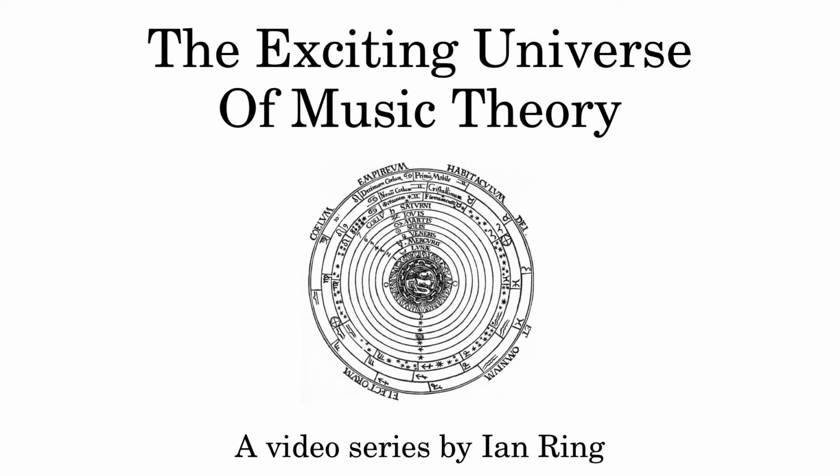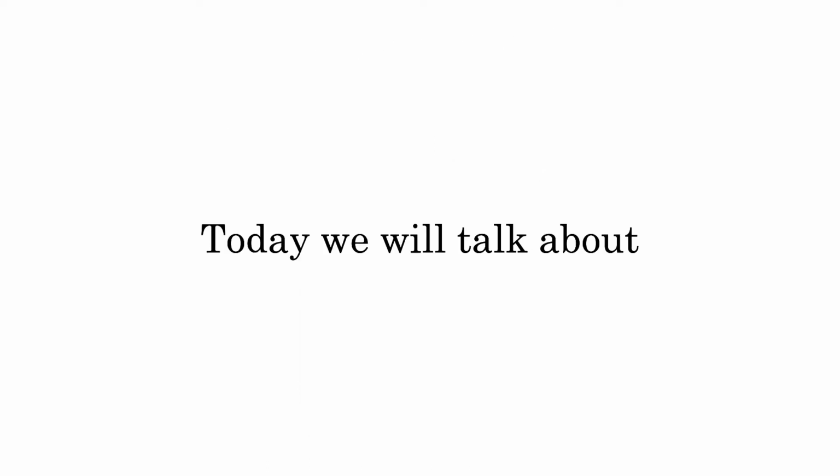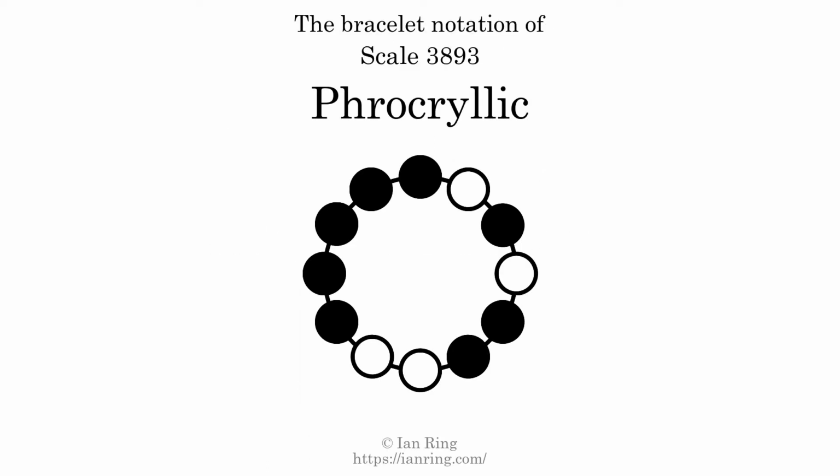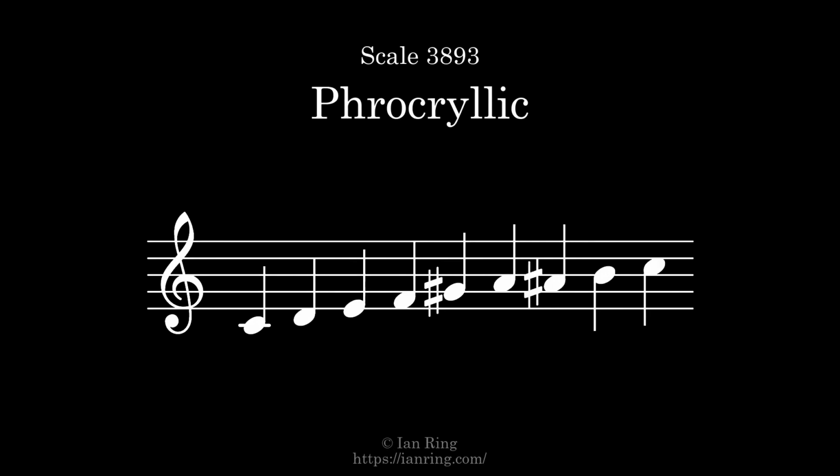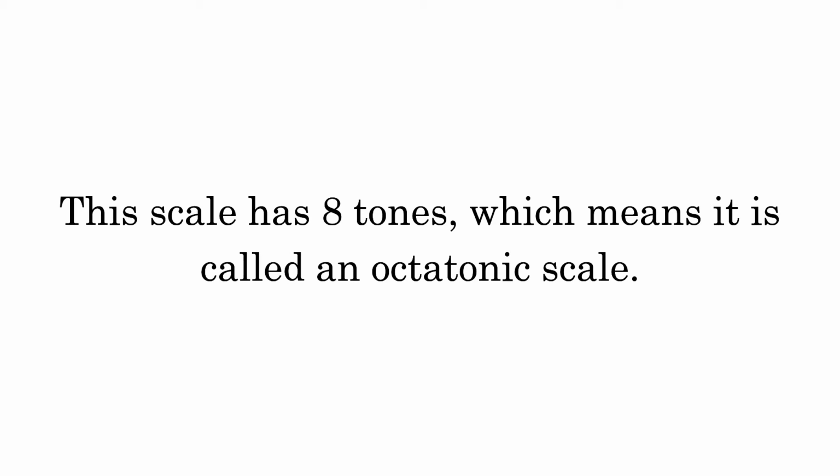Welcome to the exciting universe of music theory. Are you ready to learn? Then let's begin. Today we will talk about scale 3893, Phrocryllic, which sounds like this. This scale has 8 tones, which means it is called an octatonic scale.